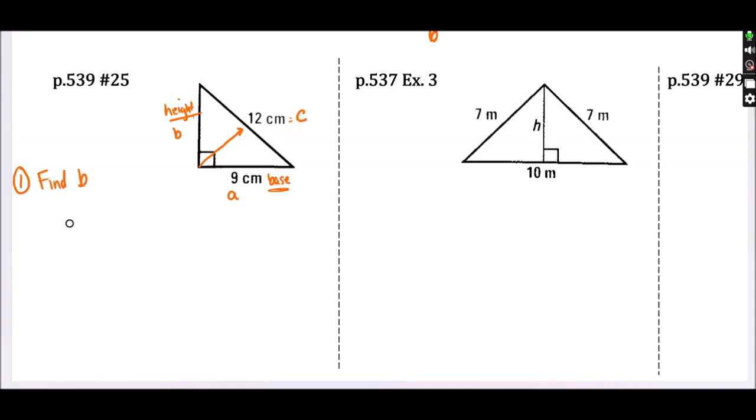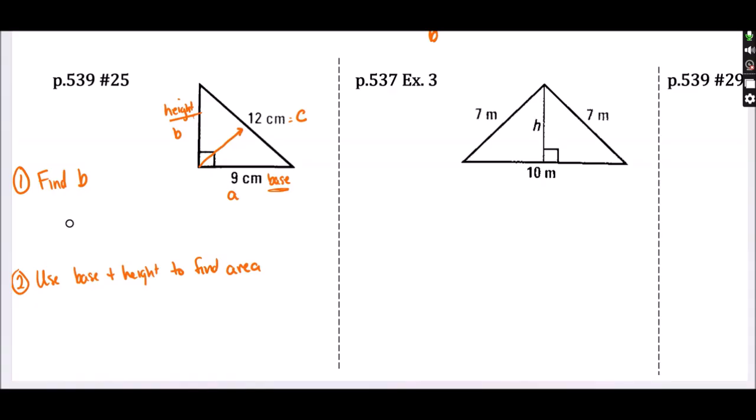So you're going to find that height, use the Pythagorean theorem. Then the second thing you'll do is use the base and height to find area. Okay, base and height to find area.